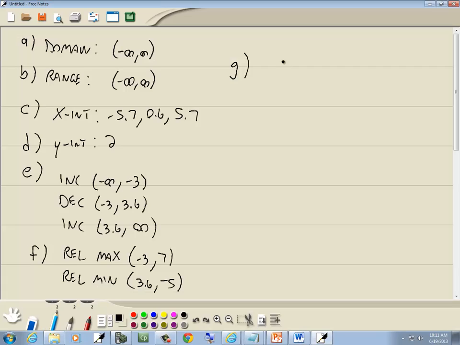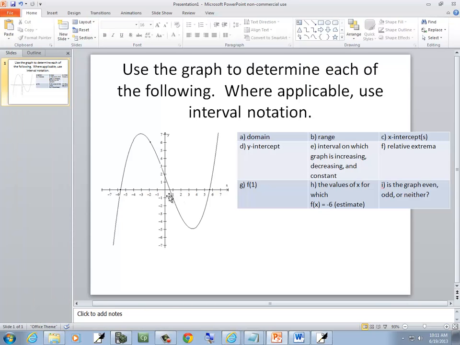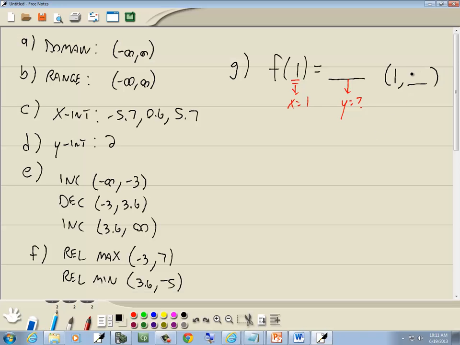Now G says find f of 1. Whatever's inside your parentheses is your x, so they're telling us x is 1. The other side is your y, so we're wondering what our y is. We're looking for a point on our graph where x is 1. Here's x equals 1. If I went down, this would be my point, where y would be roughly negative 1. So it would be (1, negative 1), and all they want is the y part, which is negative 1.